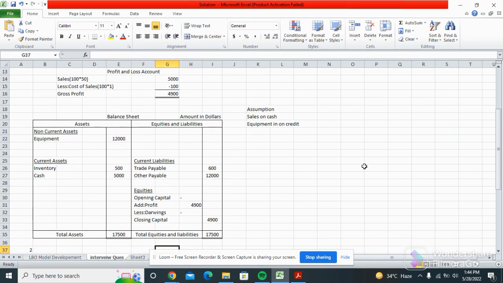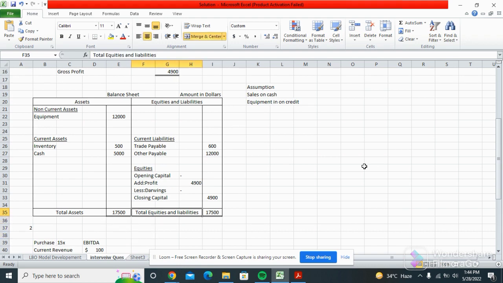After that, in the equity section, because we have started the business and I don't have other information, I assume that the opening capital is zero, and we have earned a profit of $4,900. So opening capital plus profit less drawings, because there are no drawings, gives a closing capital of $4,900. If we total all these amounts, the total assets are $17,500, and the total equity and liabilities arrive at $17,500.